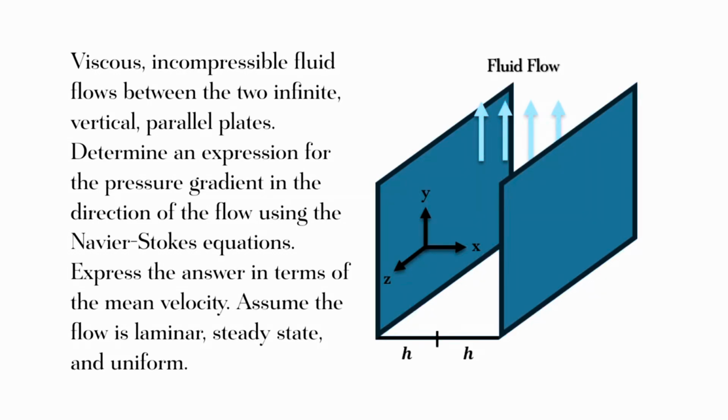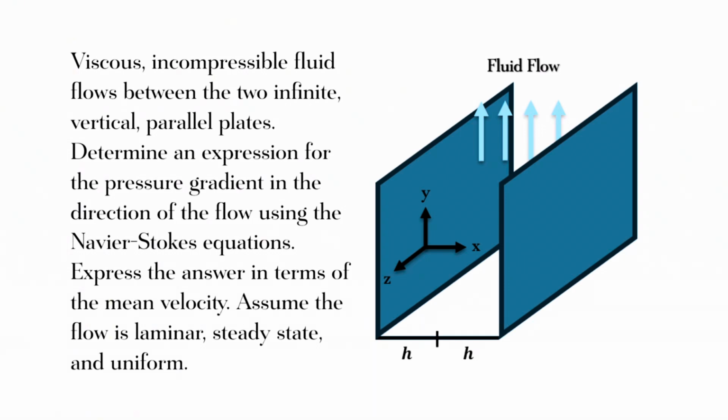All right, guys, we have another viscous Navier Stokes problem. This one's for an incompressible fluid that flows between two infinite vertical parallel plates. As you can see in the figure right there, fluid is flowing in the positive y direction. So there is something pumping the fluid, right? Maybe like a pump or something else.